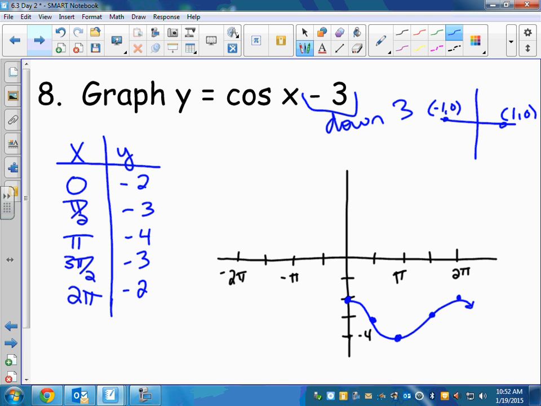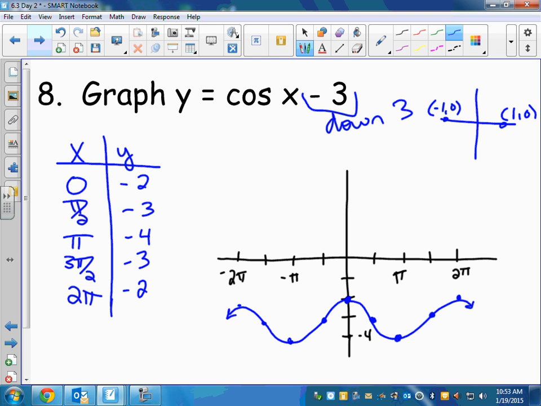And again, notice my points weren't super great, but I made it curved, not pointed. It's very not good stuff. And cosine is even, so it's the same on this side. So I know here it's going to be at -3, and then back at -4, and then back at -3, and back up to -2.